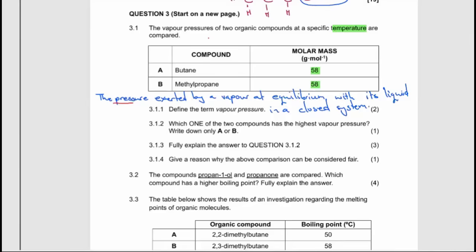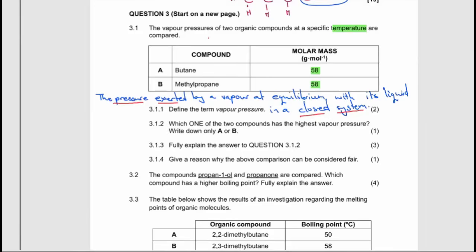So your definition should contain the pressure there. Then after that, exerted by a vapor in equilibrium with its liquid in a what? In a closed system, right? Take note of the word closed system there. We do not use isolated system in terms of paper 2. We use the term closed system. Then we proceed to 3.1.2.